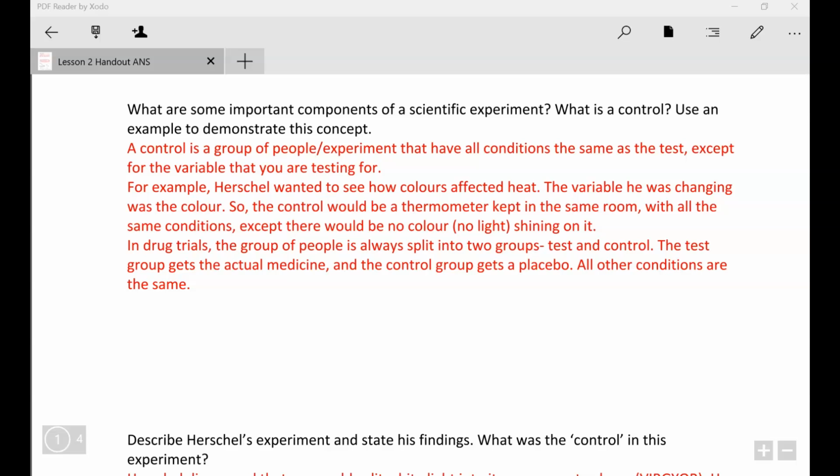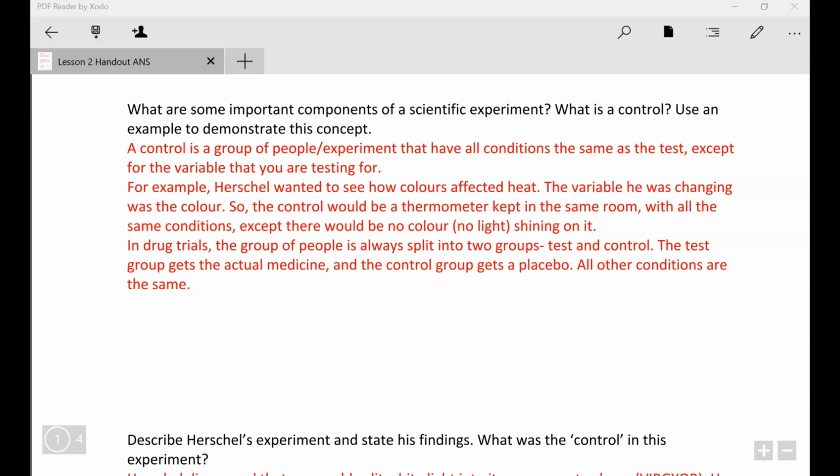Hello, everybody. This is the review for the second lesson in optics, which was on October 30th, 2019. Unfortunately, the handout still says October 29th. That was my bad. But okay, we're going to talk about the important concepts that we covered in class today.